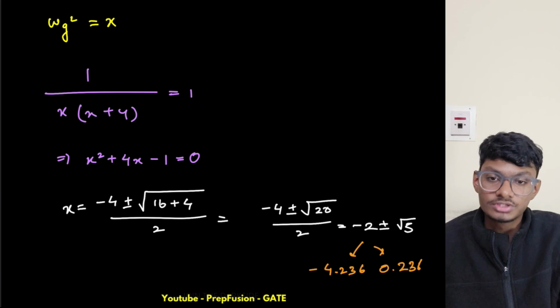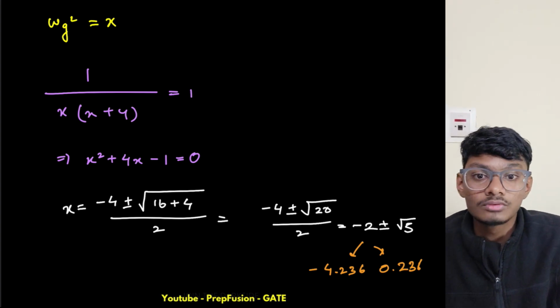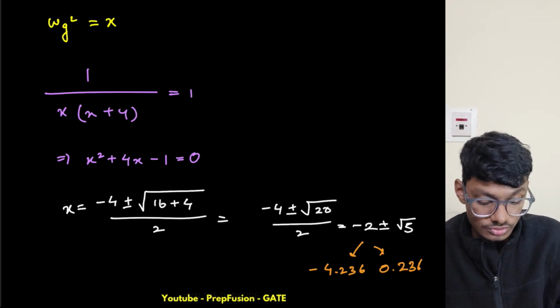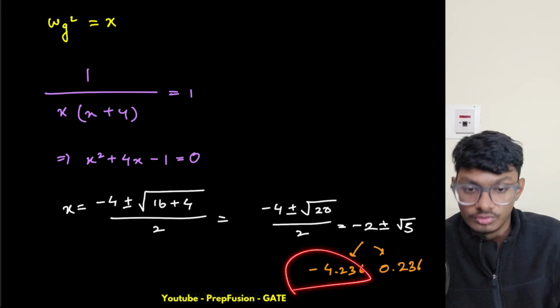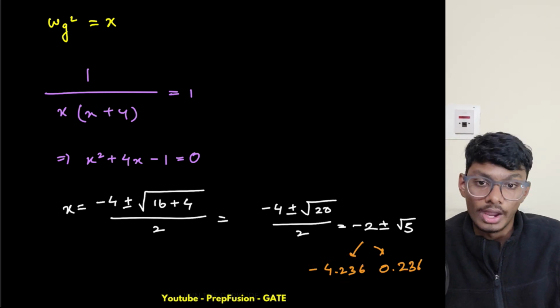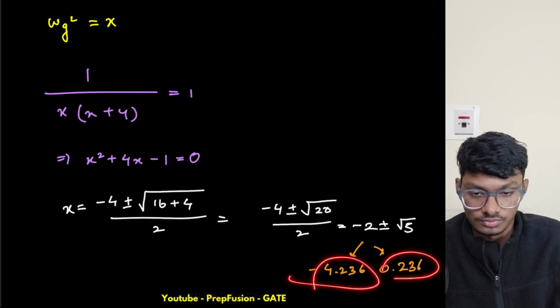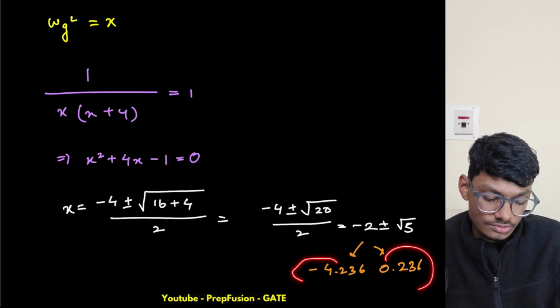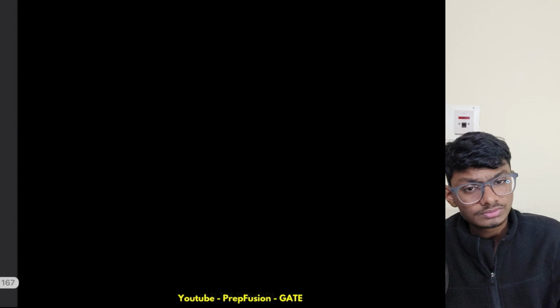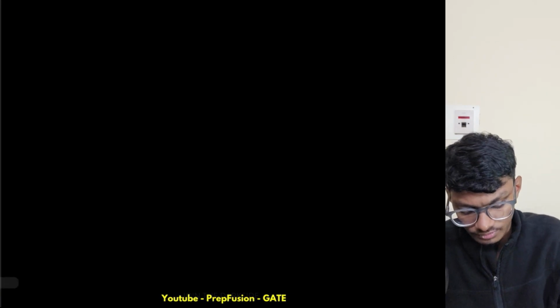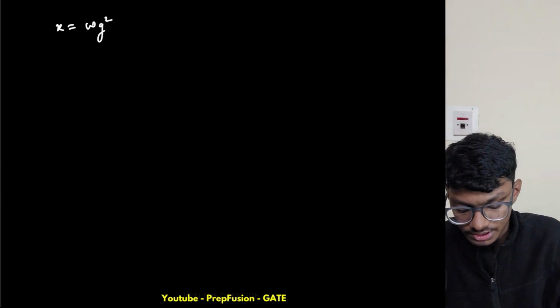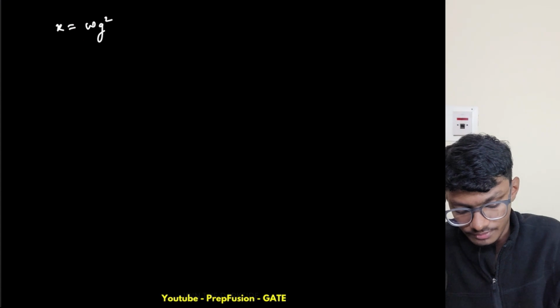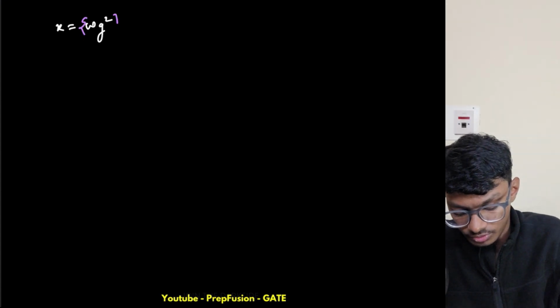Sorry for the disturbance, which one will I choose? I will not choose this one, I will choose this one. Why will I choose this one and not this one? What was my x? My x was equal to omega g square. Now this is a positive quantity. Omega g square will be a positive quantity because omega g is real.